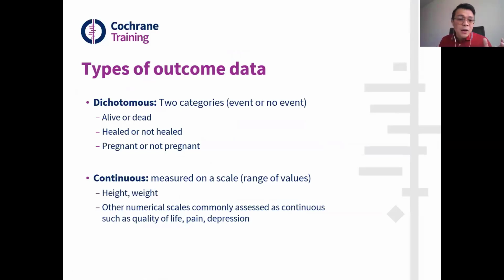So broadly, we encounter two major types of outcomes. The dichotomous outcomes, these are the either-or outcomes. The event happened or did not happen, and they have two categories. For example, alive or dead, healed or not healed, pregnant or not pregnant. On the other hand, continuous outcomes, they can take on a wide range of values along a scale. So for example, height or weight. And we'll talk more about this.